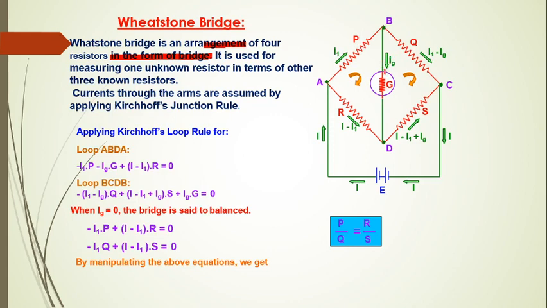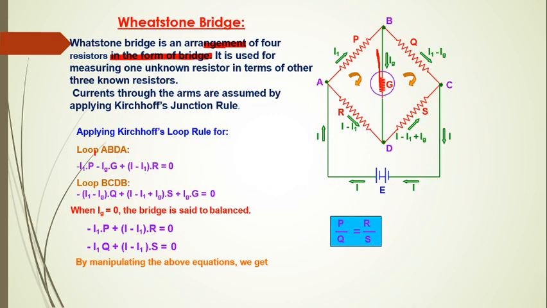Ig passes through the galvanometer. The remaining, I minus Ig, passes through the resistance Q. And through S, I minus I1 plus Ig passes. And again the current I completes the circuit.